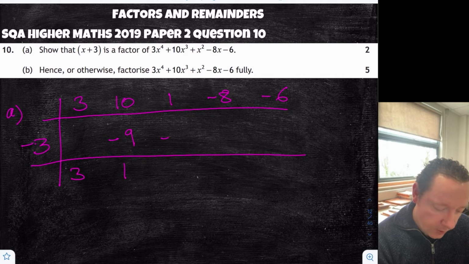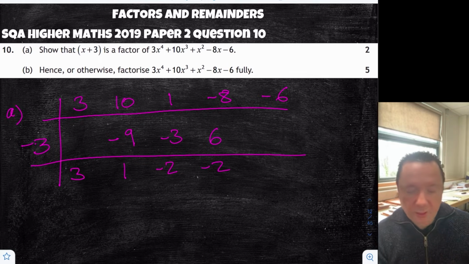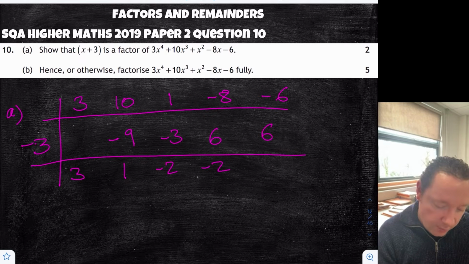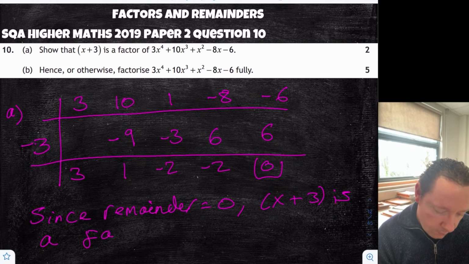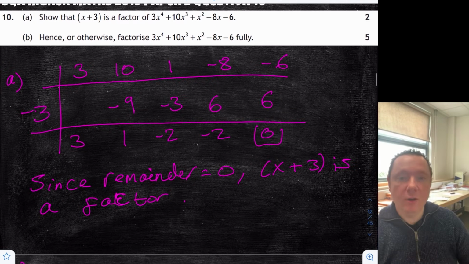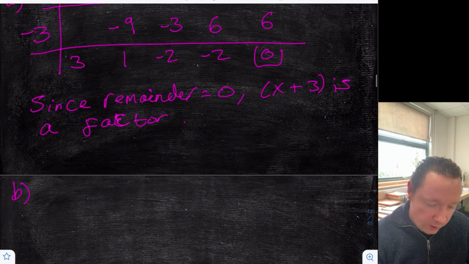1 times minus 3 is minus 3, minus 3 add 1 is minus 2. Minus 2 times minus 3 is 6, 6 minus 8 is minus 2. Minus 2 times minus 3 is 6, 6 minus 6 is 0, and therefore since the remainder equals 0, x plus 3 is a factor. Part B, hence always factorise it fully. So we've already done a little bit of the work.